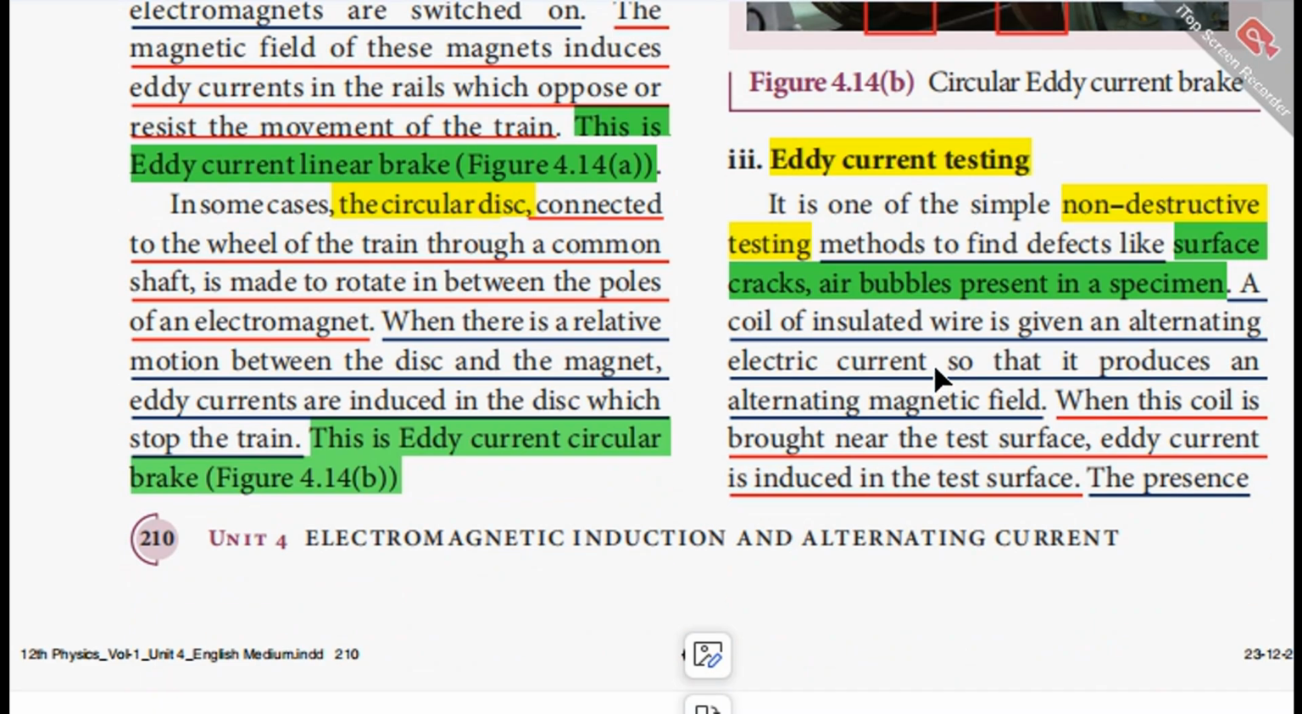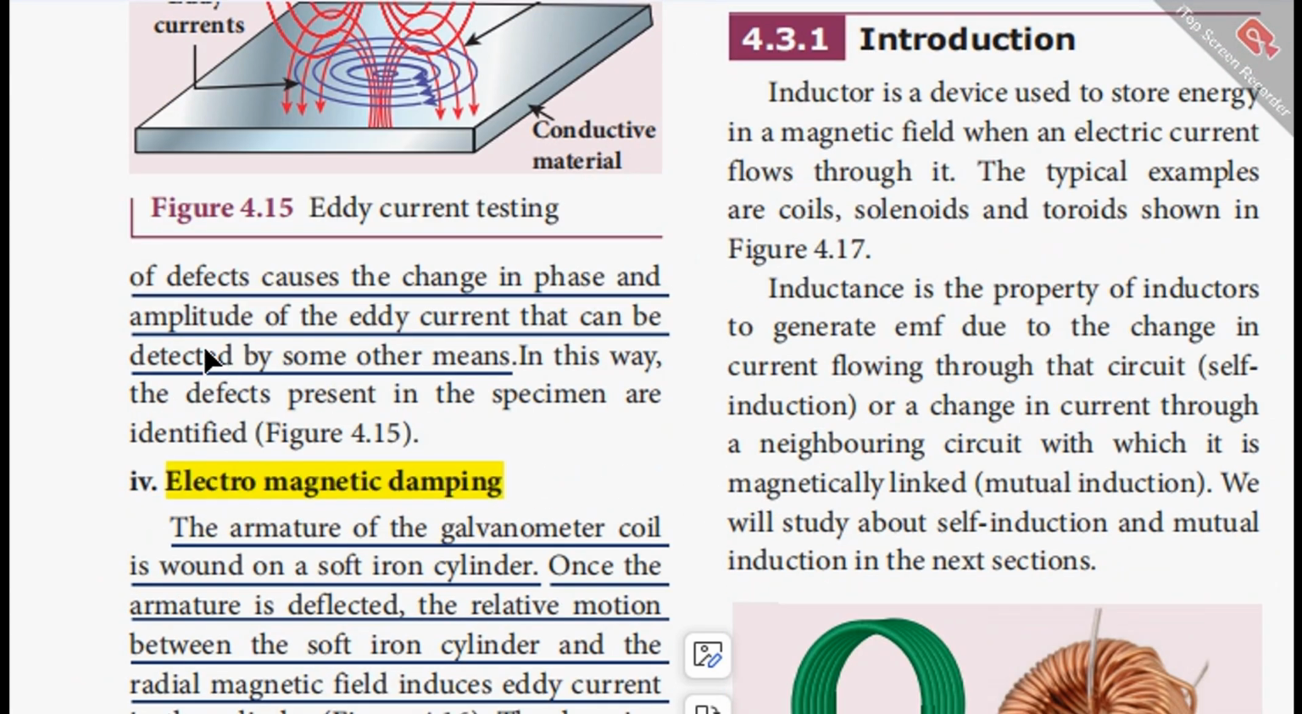Next we are going to study eddy current testing. It is one of the simple non-destructive testing methods to find defects like surface cracks and air bubbles present in a specimen. A coil of insulated wire is given an alternating electric current so that it produces an alternating magnetic field. When this coil is brought near the test surface, eddy current is induced in the test surface. The presence of defects causes a change in phase and amplitude of the eddy current that can be detected by some other means.